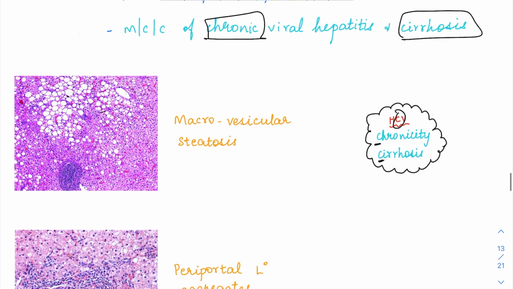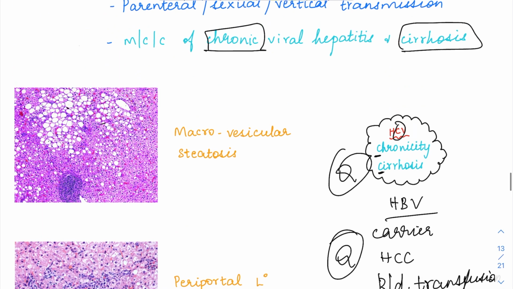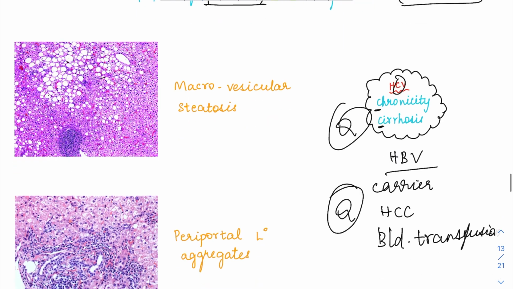Don't confuse the carrier state here. HBV was for carrier state, for hepatocellular carcinoma causing, and then also associated with blood transfusion. So these are direct MCQs which can be asked, so don't confuse between these two. Carrier state, you don't have with HCV, it is HBV which is more commonly associated with carrier state, while chronicity is much more associated with hepatitis C.